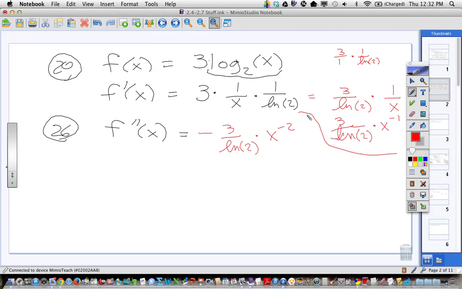All right, what was 32 then? Did you have to do that? Was that like an antiderivative, or you didn't have to do that? We didn't have to do an antiderivative? Okay, good. All right, that's fine.